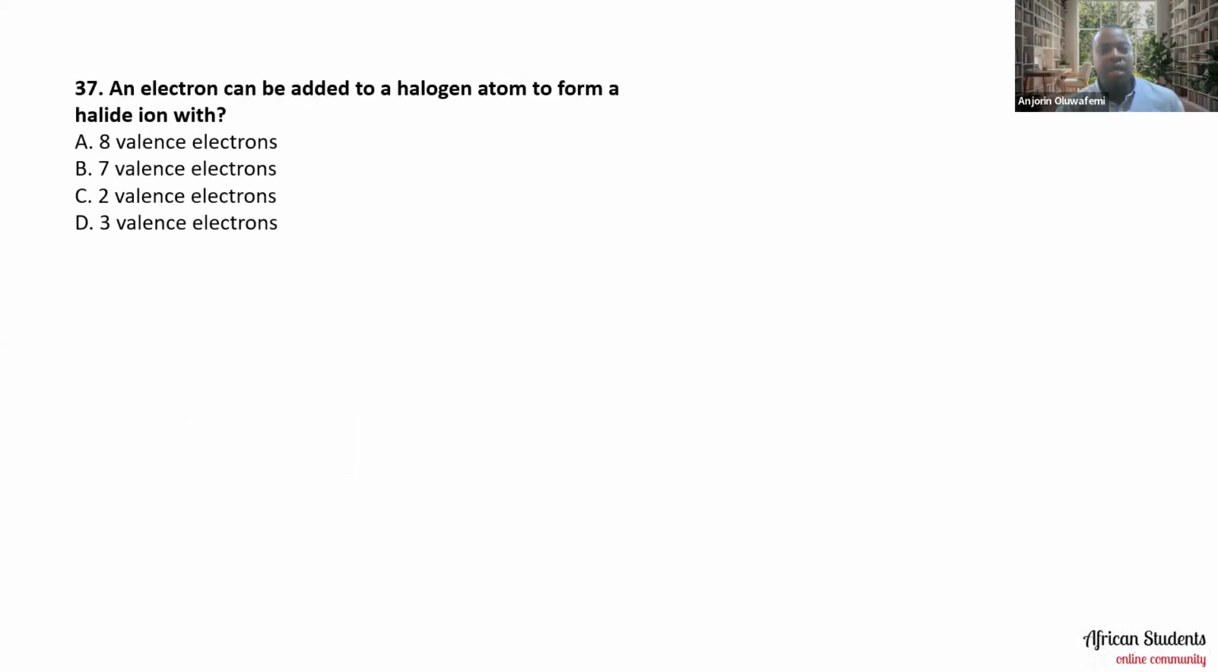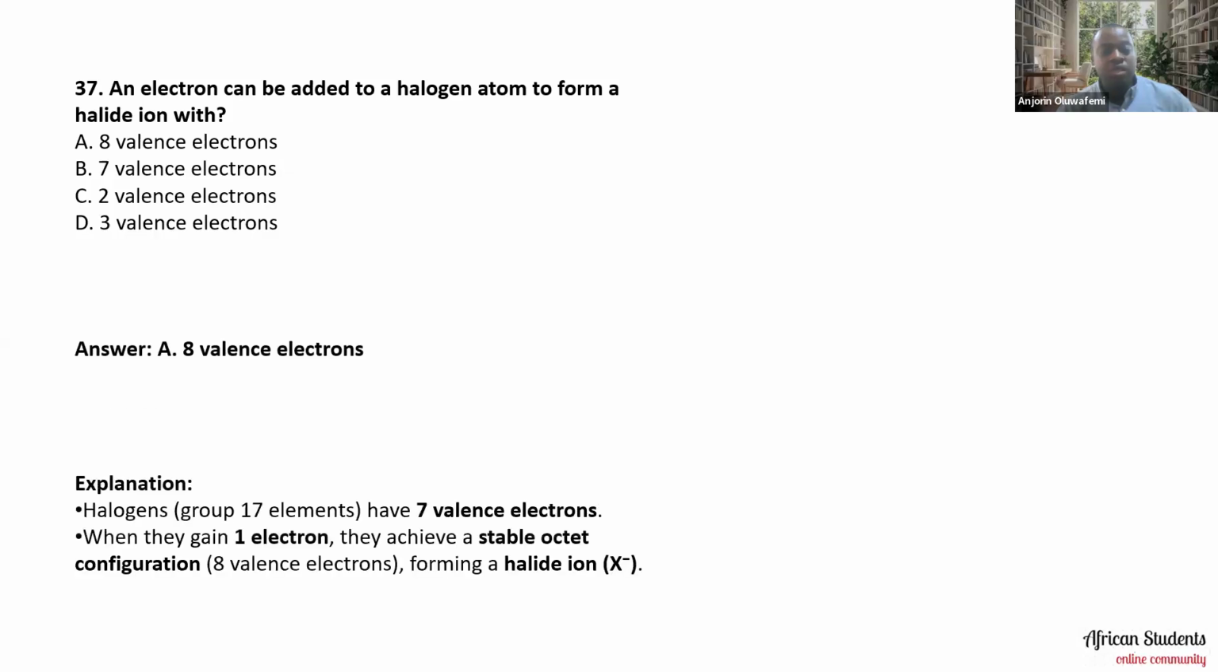An electron can be added to a halogen atom to form a halide ion with what? Is it 8 valence electrons, 7 valence electrons, 2 valence electrons, or 3 valence electrons? So the answer to this is 8 valence electrons. Halogens, group 17 elements, have 7 valence electrons. When they gain 1 electron, they achieve a stable octet configuration, that is 8 valence electrons, forming a halide ion, and that's X minus. So that's the answer to that.